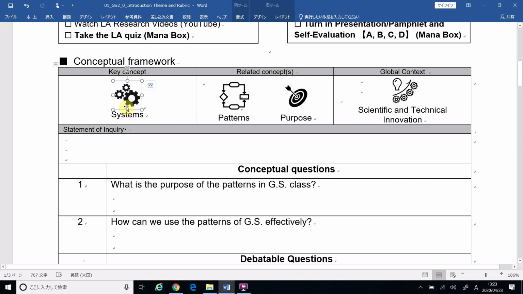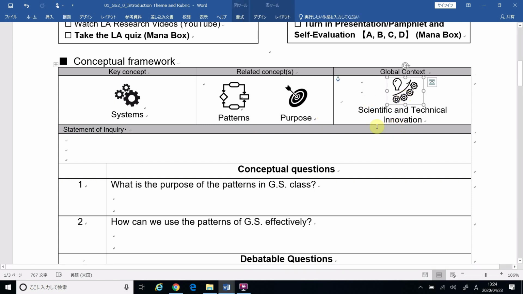Okay, systems. I think I understand systems. Let's check each one. This is patterns. Patterns, okay. I think I understand. A pattern is something that repeats. For example, 2, 4, 6, 8, that's a pattern. Or 0, 1, 0, 1. This is also a pattern, so it repeats. This is purpose. Purpose is why something exists. For example, a teacher's purpose is to help students learn. So it's the purpose.